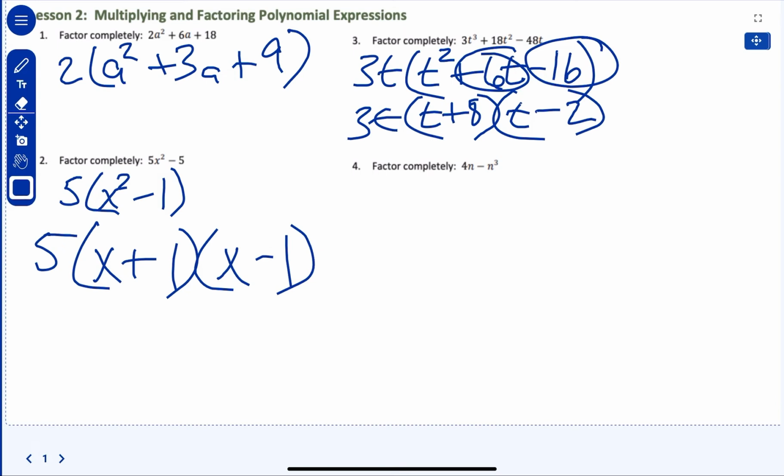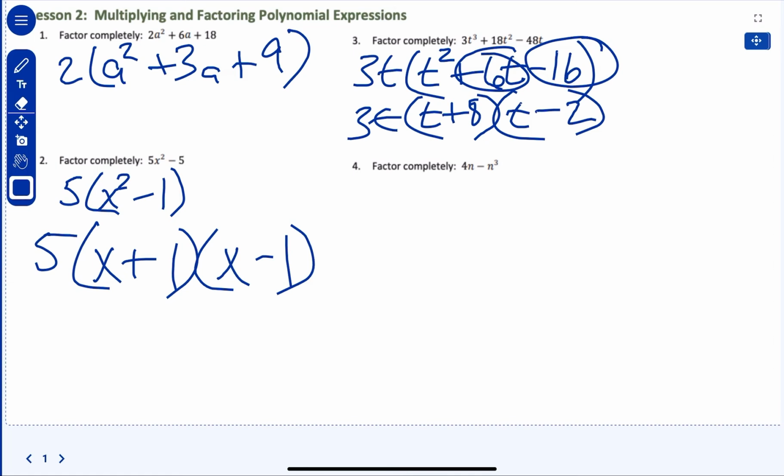Just think about what you just did. You unfold it. Right? If I would have gave you t plus 8 and t minus 2, you would have worked it out and got t squared plus 6t minus 16. You're unfolding it, basically. Right? Considering this is lesson 2 of your module, don't you think you're going to see a lot of this?